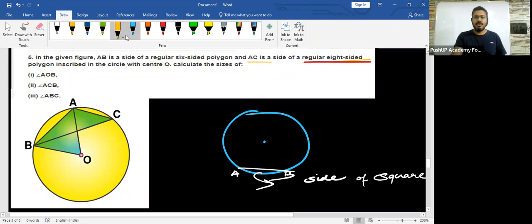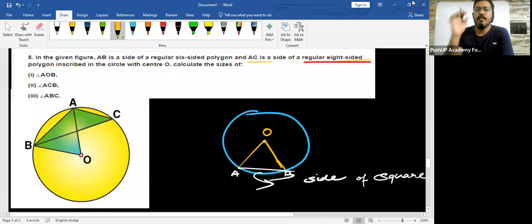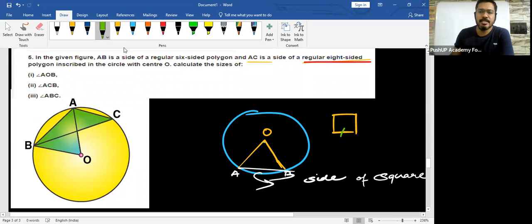And then I'm directly asking you, how much would be the angle subtended by this chord AB at the center of the circle? This is my question. Okay. I'm giving you a circle with a center O. Then I'm telling you there is a chord AB. And then I'm telling you that this chord AB happens to be the side of a square. Children, what is the speciality of a square? You all know the speciality of a square. All the four sides are what? Equal. All the four sides are equal.